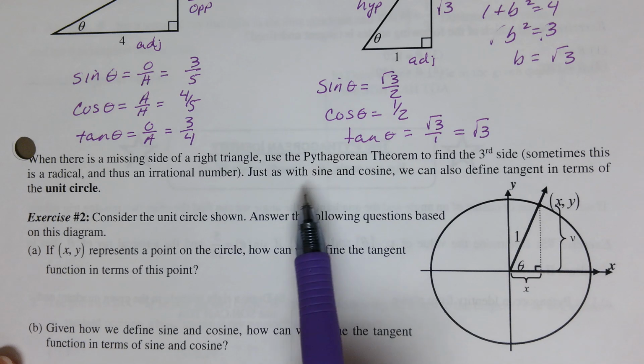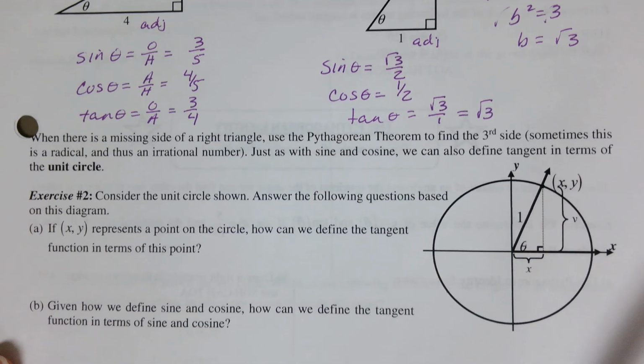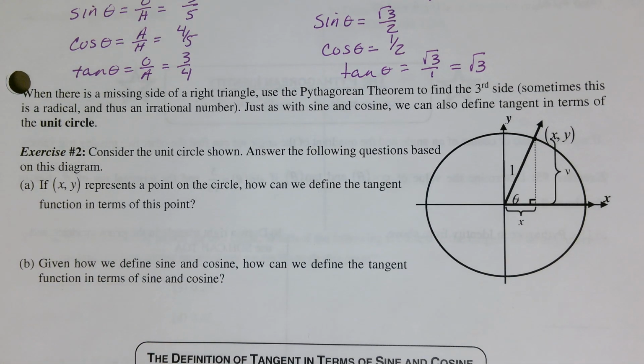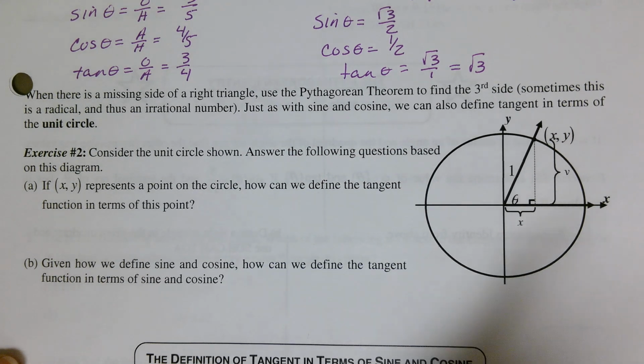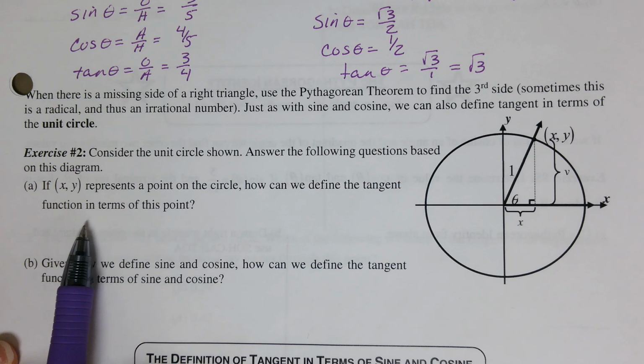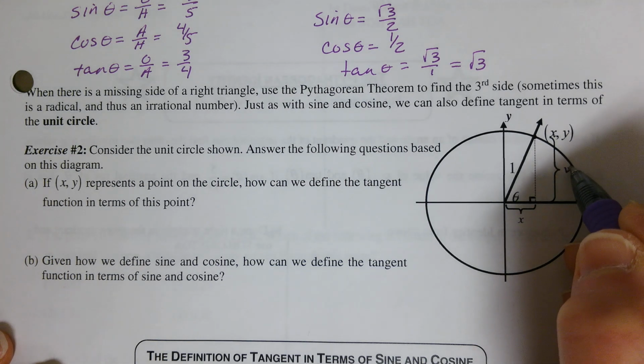Okay, now just as with sine and cosine, we can also define tangent in terms of the unit circle. Consider the unit circle shown. Answer the following questions based on this diagram. If (x, y) represents a point on the circle, how can we define the tangent function in terms of this point? Okay, this y got cut off here.